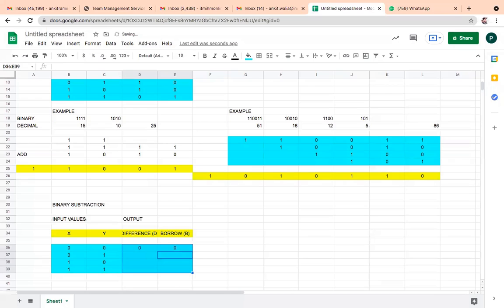Yes. And when it comes to 0 and 1, difference is 1 and borrow 1. No, 0 minus 1 would be difference of 1. What if the difference is 1 and we borrow? That means we are borrowing 1 to make the operation possible. Yes, sir. 1 minus 0 is 1 and 0 borrow. And 1 minus 1? 0. Are we borrowing anything? No. So 0. Clear.